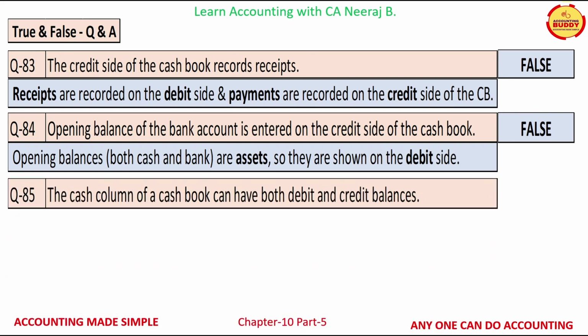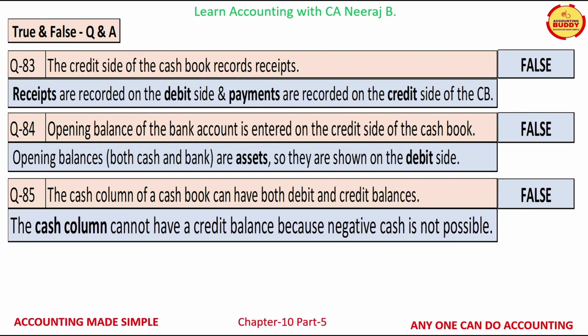Question number 85. The cash column of a cash book can have both debit and credit balances. This is a false statement. The cash column cannot have a credit balance because negative cash is not possible.